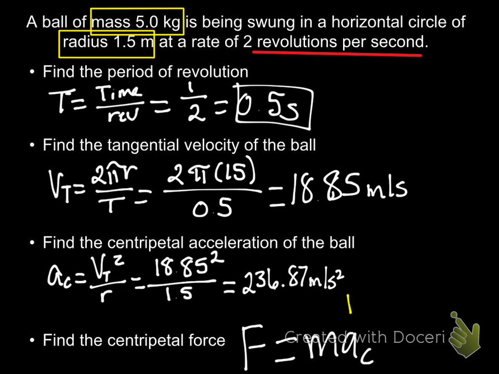So to find the force, you take the mass, which is 5, times the acceleration of 236.87, and we get a force of 1,184.35 newtons.